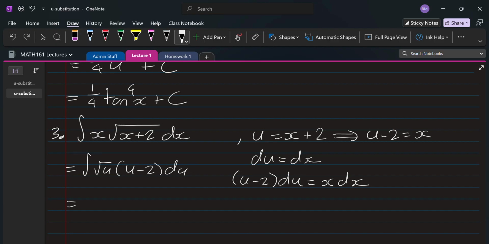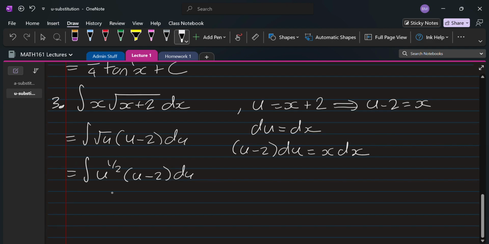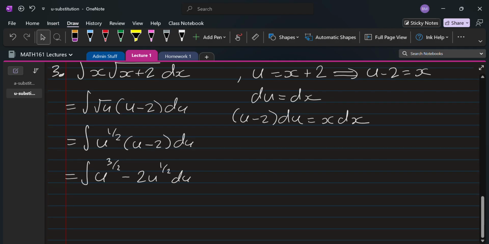Now, it looks like we haven't done much. We've still got the root and we've still got the u minus 2 there, but u with the root is just u to the half. So this is the integral u to the half, u minus 2 du. And now we can just multiply them. Before we couldn't. X and root x plus 2, you can't multiply that inside. That's not going to work. Here we can. So this is going to be the integral u to the 3 over 2 minus 2u to the half du.